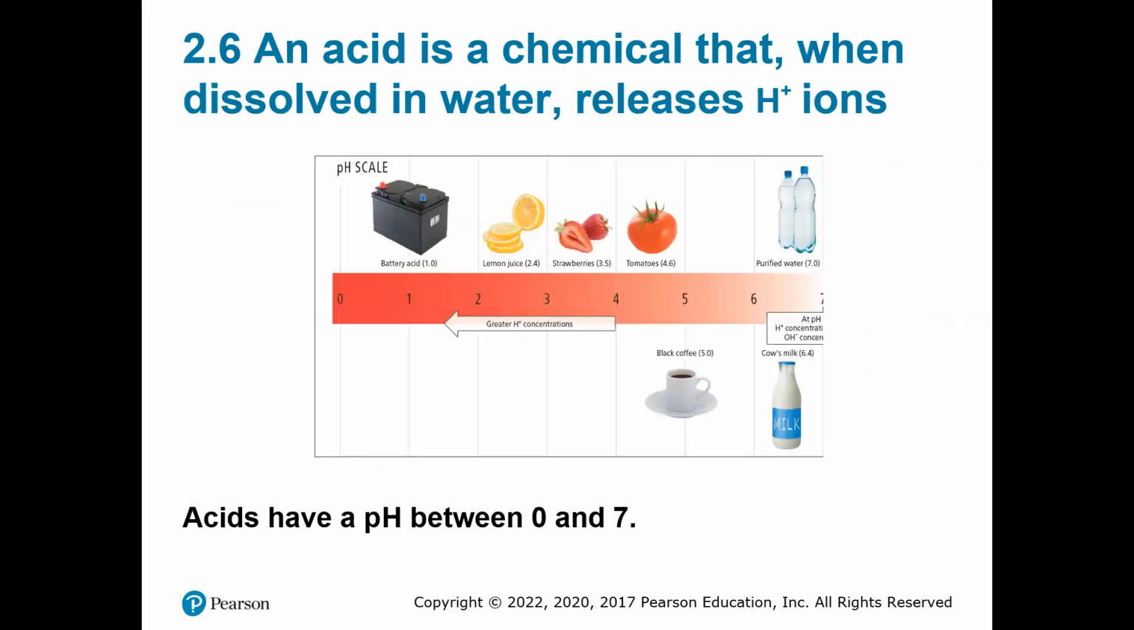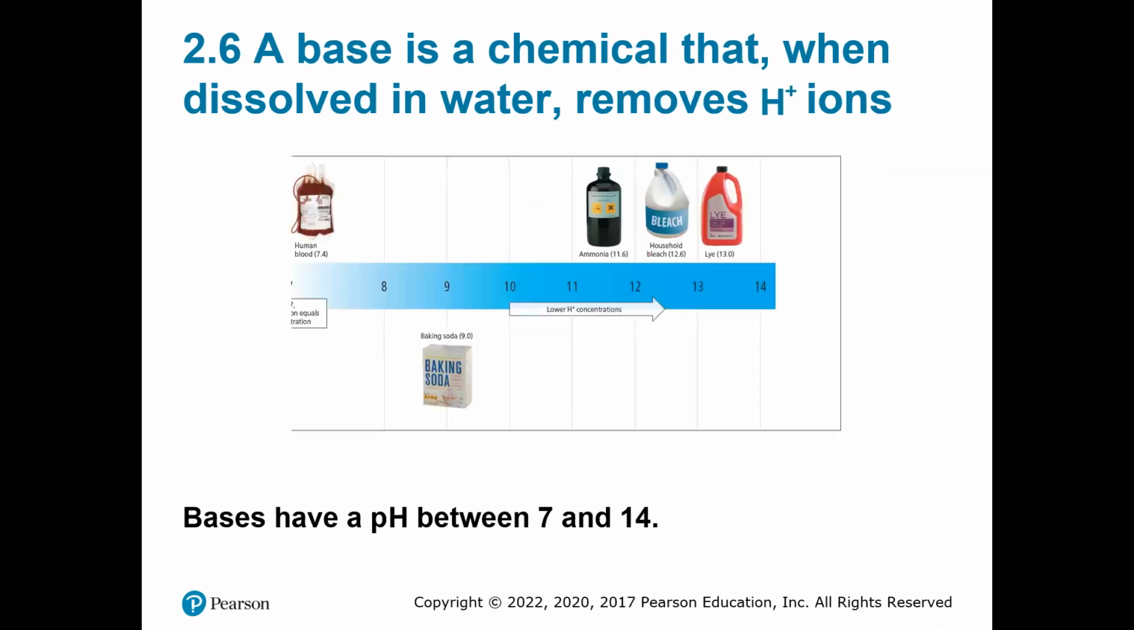Okay, now this is saying acids have a pH between 0 and 7. There are some things on here you can look at and recognize, like lemon juice, battery acid. Our stomach is about a 2. Okay, a base removes hydrogen ions. So it's between 7 and 14. And you guys can read that and see what they're talking about.